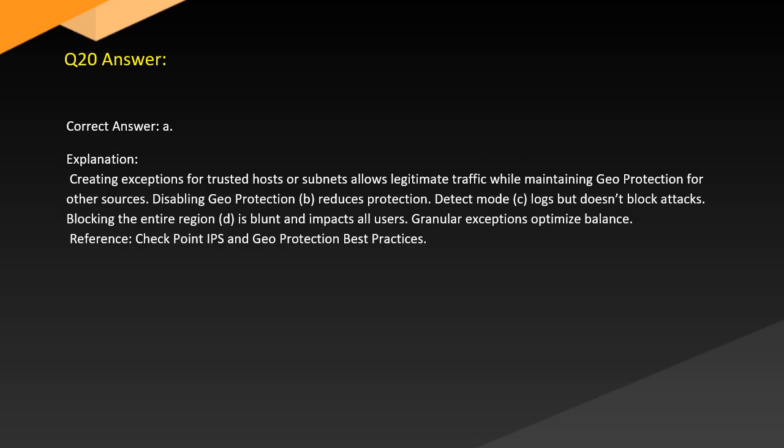Answer. Correct answer: A. Explanation. Creating exceptions for trusted hosts or subnets allows legitimate traffic while maintaining geo-protection for other sources. B. Disabling geo-protection reduces protection. C. Detect mode logs, but doesn't block attacks. D. Blocking the entire region is blunt and impacts all users. Granular exceptions optimize balance. Reference: Checkpoint IPS and geo-protection best practices.